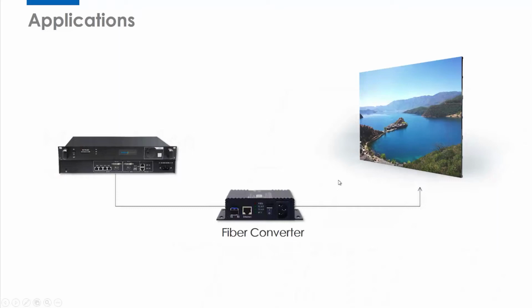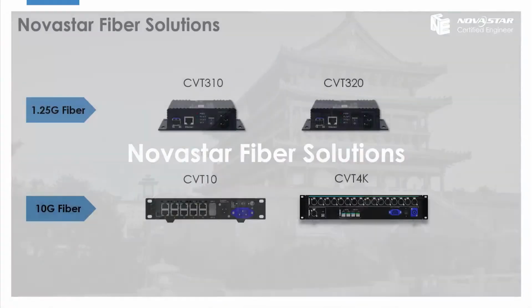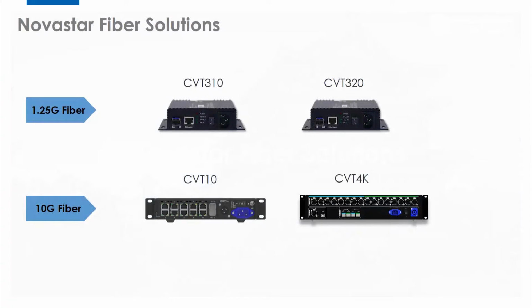So what is the Novastar total fiber solution? Today, let's have a look. In the Novastar fiber solution, we have 1.25G fiber and another one is 10G fiber. For 1.25G fiber, we have the CVT310 and the CVT320. And for 10G fiber, we have the CVT10 and the CVT4K. Now let's get some more details about these four converters.